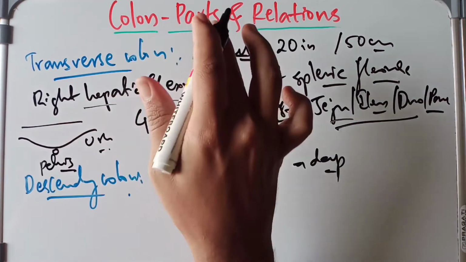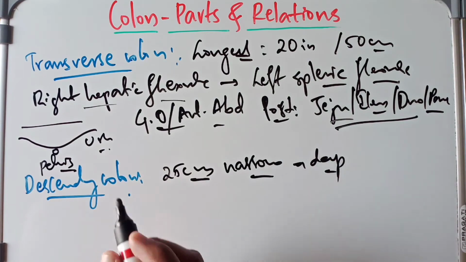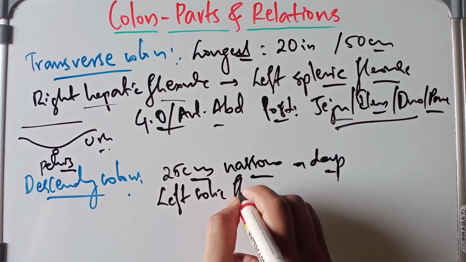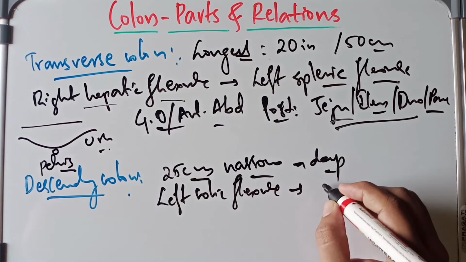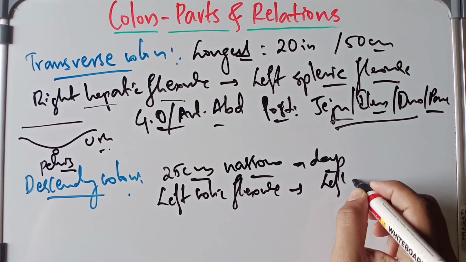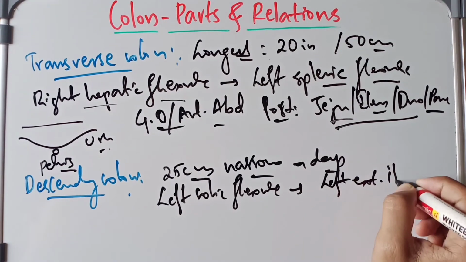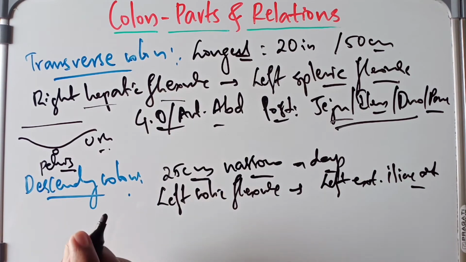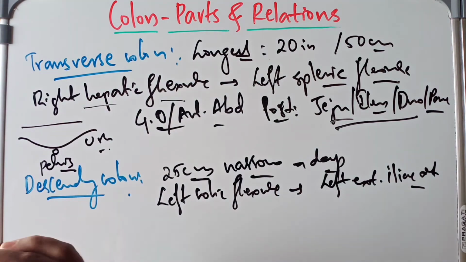It extends from the left colic flexure to the front of the left external iliac artery, which is at the level of the pelvic brim. It is also covered by the peritoneum on the front and the sides.